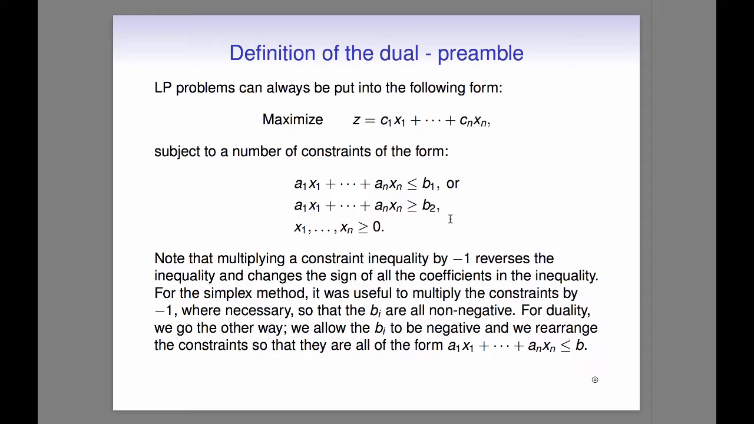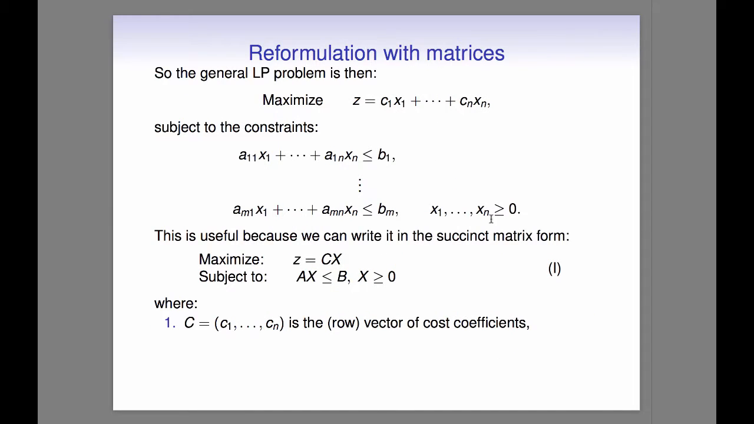So this will be useful for us just from a notational point of view rather than a calculation point of view. So we rearrange our constraints like this, where the b's here are now positive or negative. And the point of this is then we can write the problem in terms of matrices, because this system of inequalities can be written as AX less than or equal to B, where B is the column vector of resource values and the A is the matrix of coefficients.